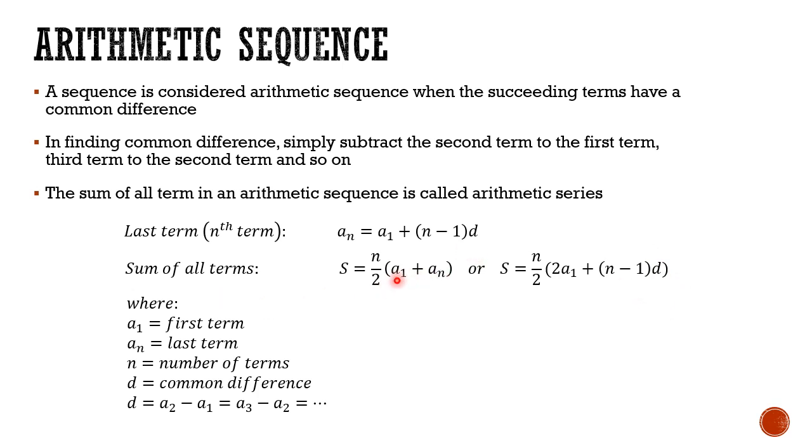Wherein yung a sub 1 natin is the first term and a sub n is the last term, and yung n is yung number ng terms, kung ilan yung terms na meron tayo sa sequence, or kung pang ilang term siya, well, yung d is the common difference. Ito yung sinusubtract natin at makukuha natin yung value ng ating common difference. So, para mas maintindihan natin, punta tayo sa example.